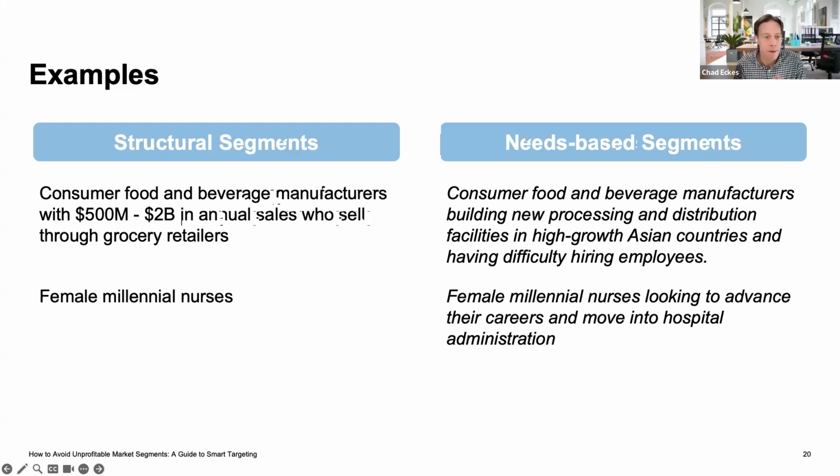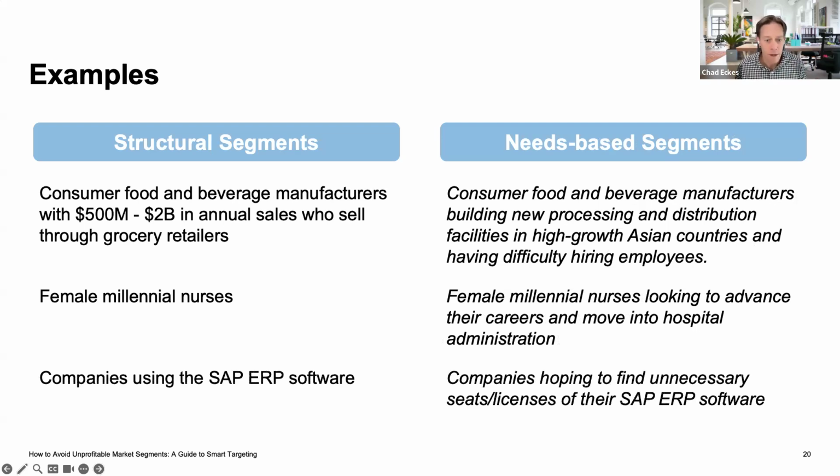Another example would be female millennial nurses versus female millennial nurses looking to advance their careers and move into hospital administration. Again, more of a need, not just a demographic. And then my last example: the structural segment is just companies using SAP software, and the needs-based segment is more around companies hoping to identify their unnecessary seats in the software. So again, they have that pain point, they have a need. Again, we could go on and list a bunch of other examples.